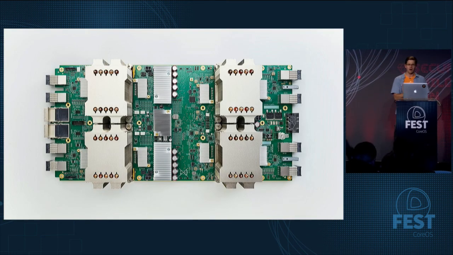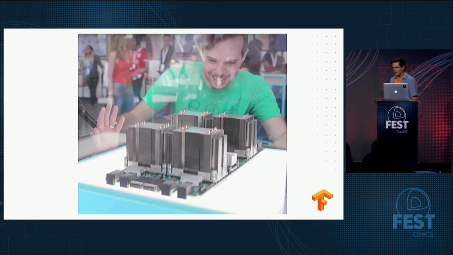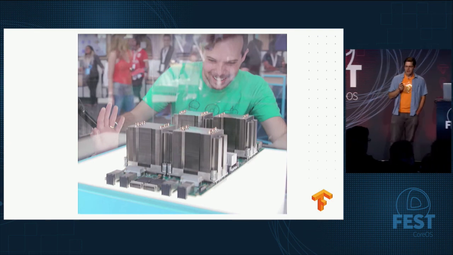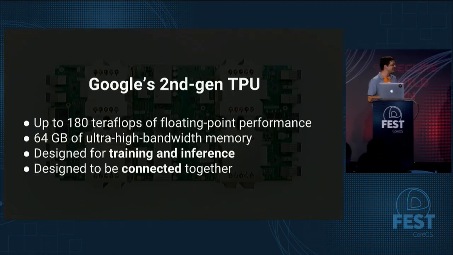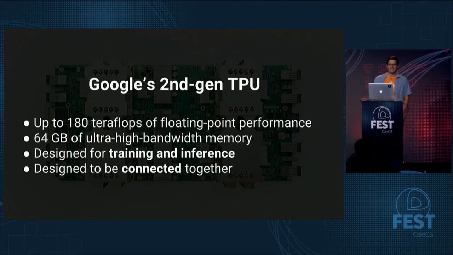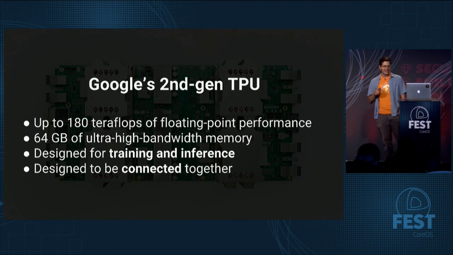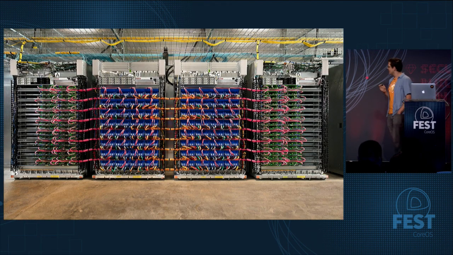We like building big models, and that's the trend. Models are only getting bigger. So we have these second generation TPUs. Here I've added my manager for scale. These have pretty amazing specs, up to 180 teraflops per board, 64 gigabytes of ultra-high bandwidth memory, designed to do both training and inference, and to be connected together. And man, do we connect them together.